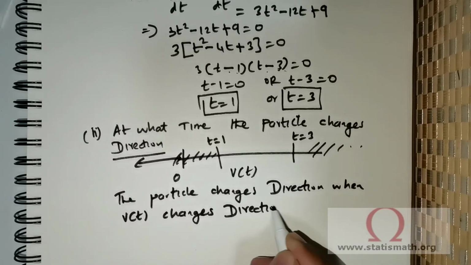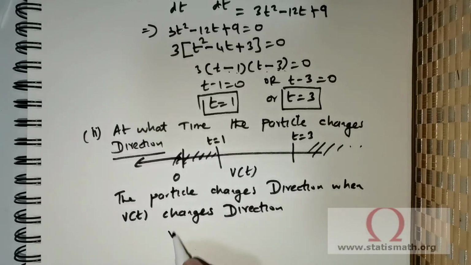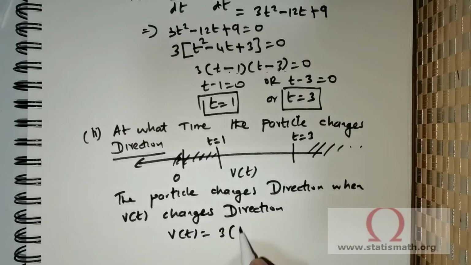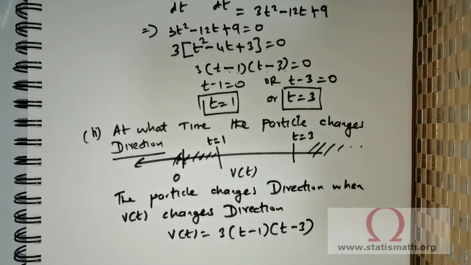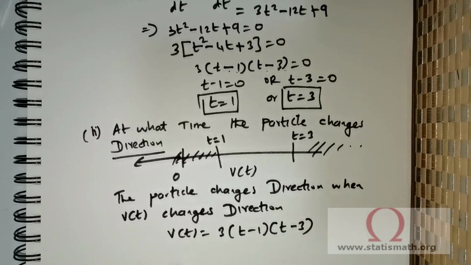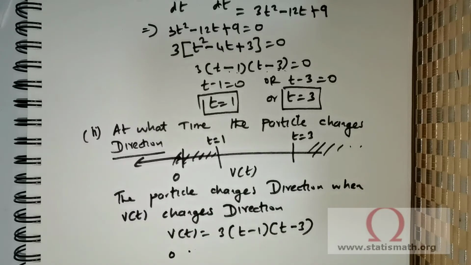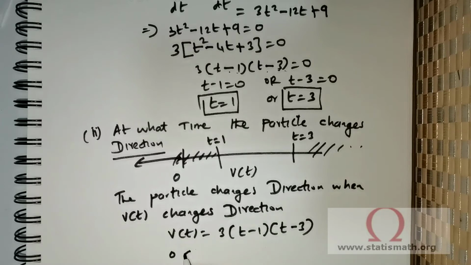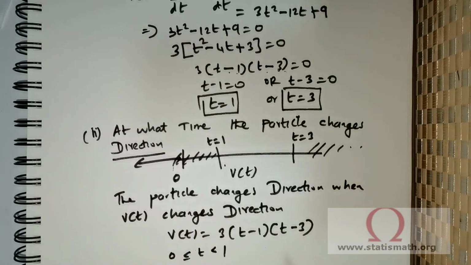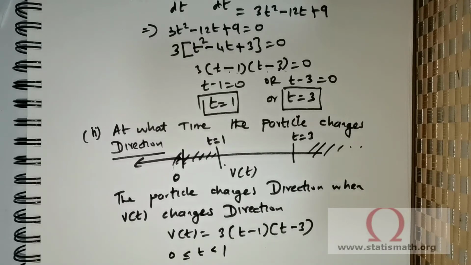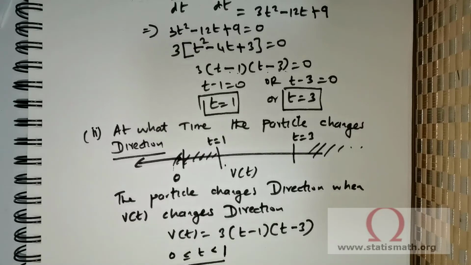Okay. Now for that, we know that v(t) is 3 times (t − 1) times (t − 3). This is what we've got. So we need to find the signs that they have. Now for values of t lying between 0 and 1, suppose I take the region between 0 and 1, that means the value of t is less than 1 but greater than 0.